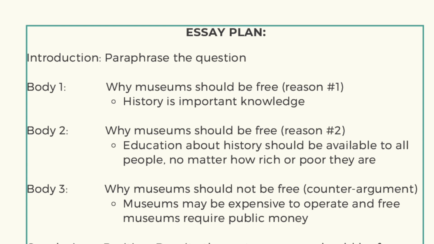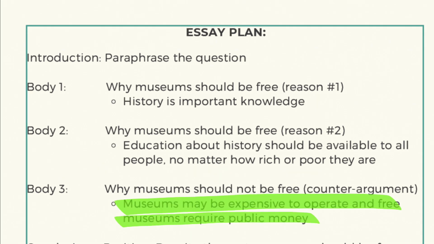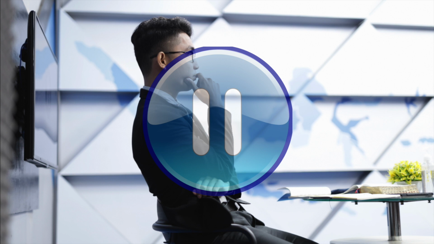Earlier in this course, we planned out the counter-argument paragraph. Our initial idea was that museums may be expensive to operate and free museums require public money. In order to write the counter-argument paragraph, first think of some reasons why museums cost money to operate. Then think of some other useful ways in which public money could be spent. Pause the video now and write down some ideas.